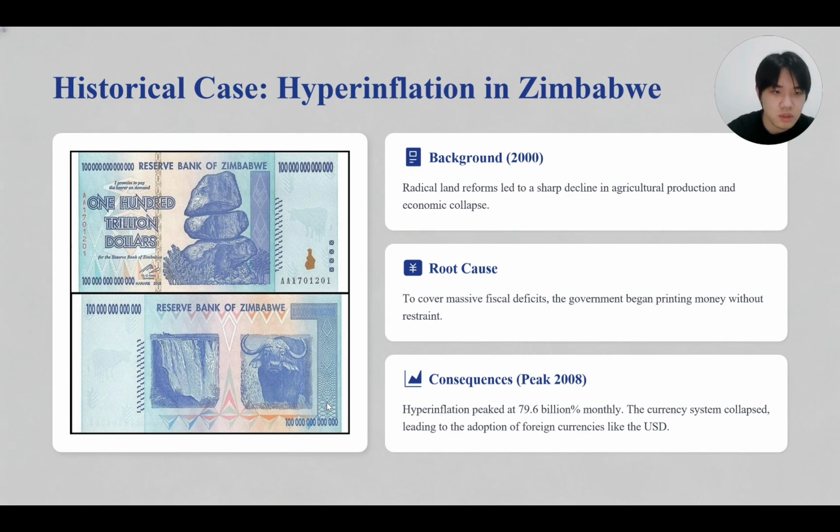To pay the bills, the government chose the simplest and the most dangerous way: printing more money like crazy. This directly led to explosive growth in the money supply, and as we saw in the quantity theory of money, runaway hyperinflation followed. By 2008, prices were doubling every day, and even 100 trillion denomination banknotes appeared, eventually leading to the complete collapse of the currency system.